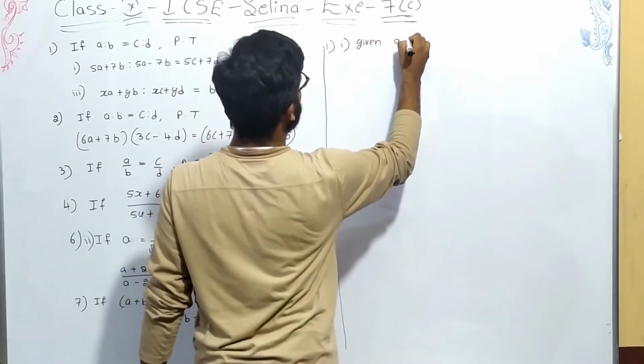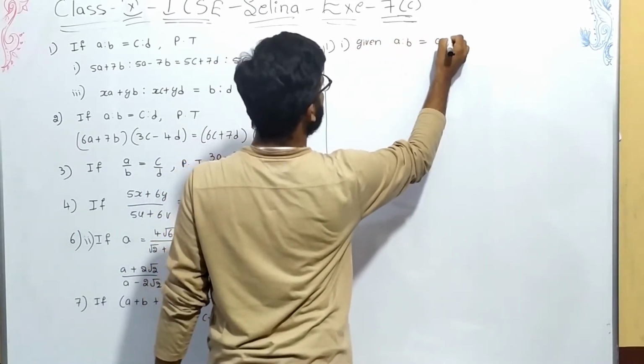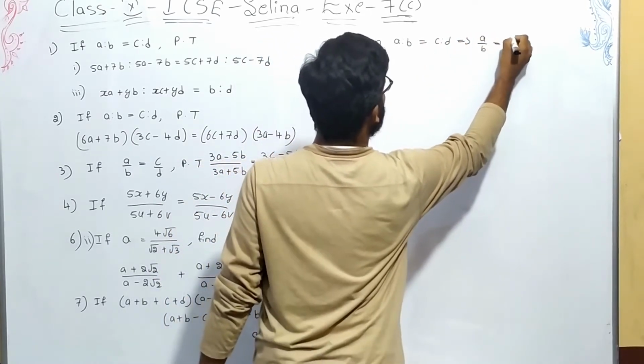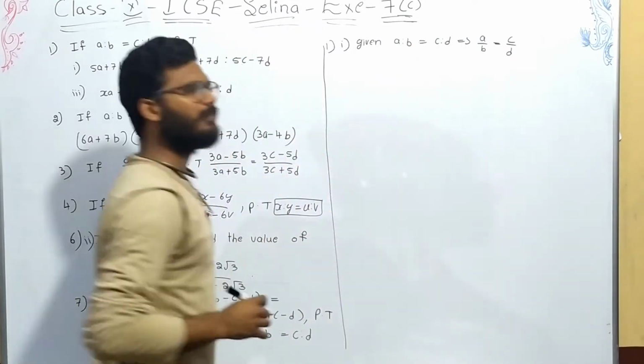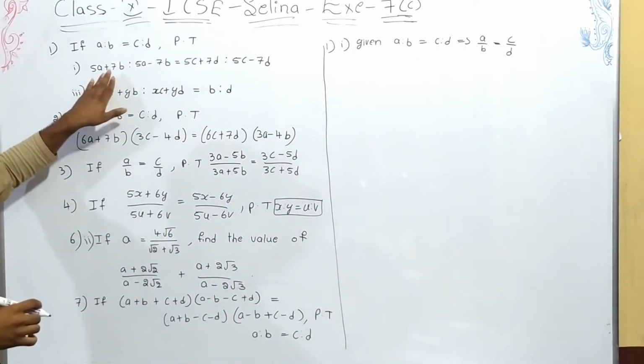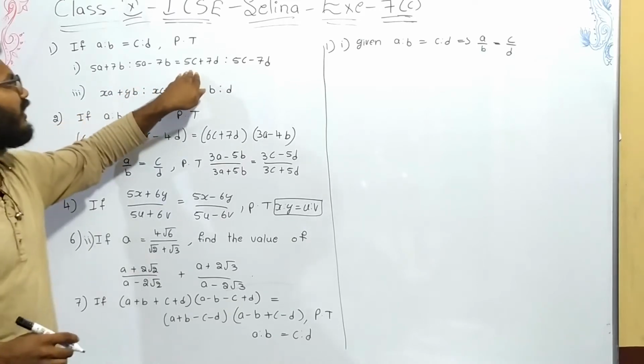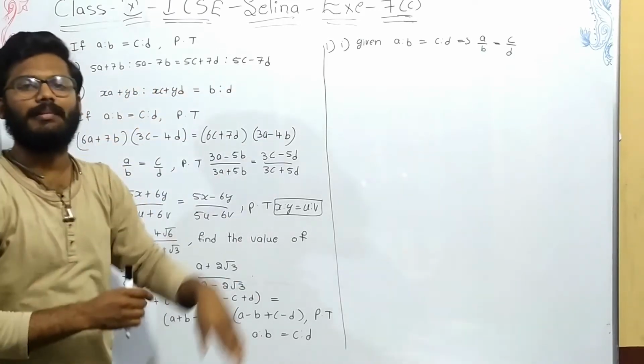A is to B is equal to C is to D. That implies A by B is equal to C by D, right? So what do I have to prove? I have to prove this one: (5A + 7B) by (5A - 7B) is equal to (5C + 7D) by (5C - 7D).